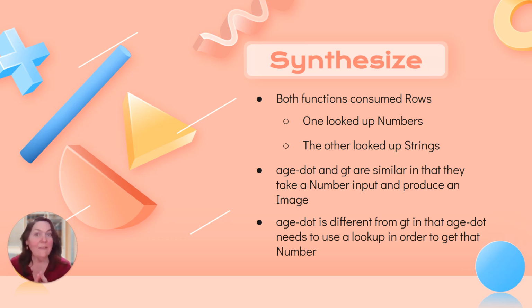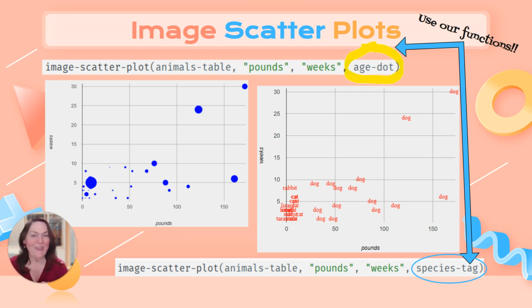But they're different in that for age dot, they need to use a lookup of the row in order to get that number. As GT, we gave it the number directly. So there's the difference in these two functions and how they operate. So have that conversation with your students. All right, let's use those functions. Ooh, this is where the graphs look so cool, and the students get so excited once they see it.